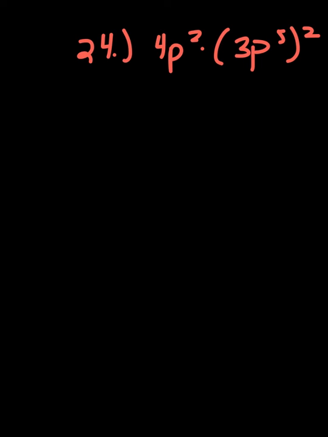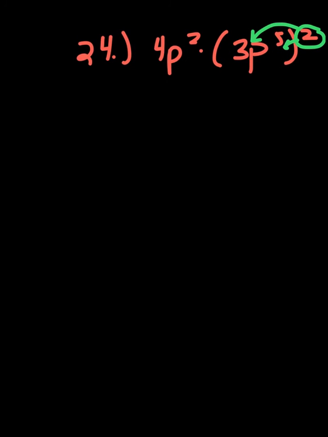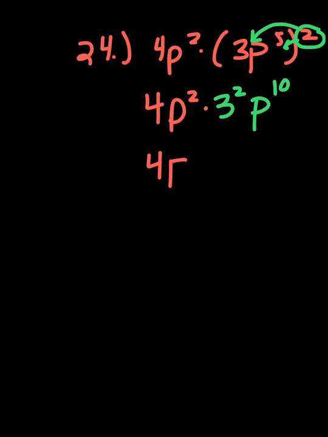And then for this last one, I'm going to follow some similar steps. So I'm going to start off by distributing the power of 2 to the 3 and to the p. They both get the power. So I've got 3 squared p to the 10th with 4p squared multiplying that. So I'm going to simplify the 3 squared. 3 squared is 9. So I've got 4p squared times 9p to the 10th.